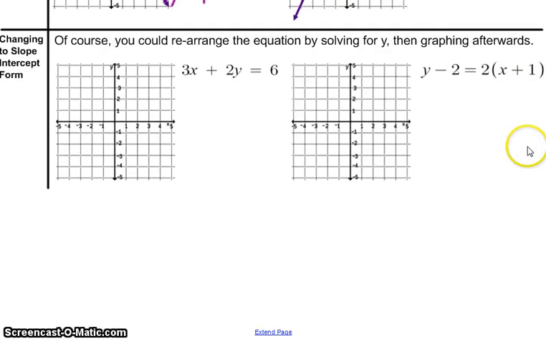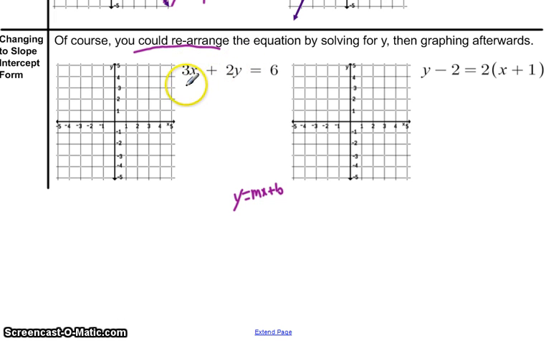If you really like using slope-intercept form, or y equals mx plus b, you could rearrange the equation by solving for y, then graphing afterwards. Here's what I mean. We can take the equation we currently have and change it into the form y equals mx plus b by isolating, or getting y by itself. To do that, we're going to solve the equation for y just like we would as if this was a number right here and y was the only variable left.